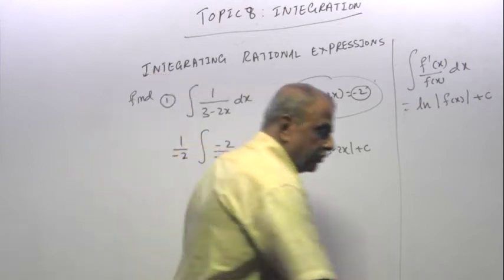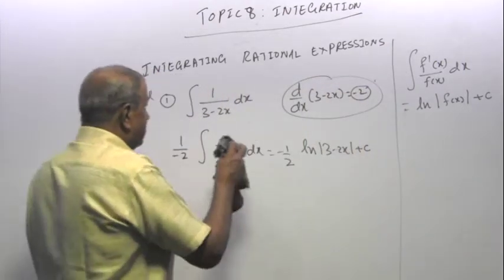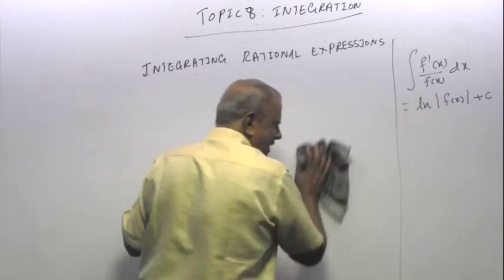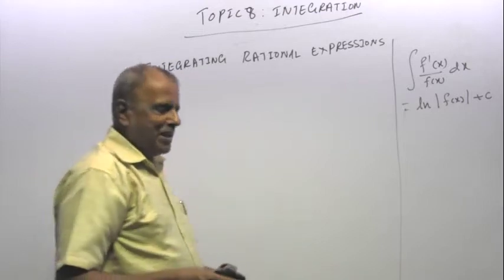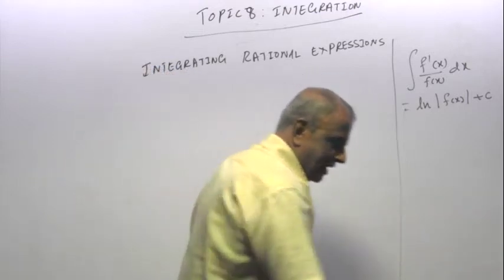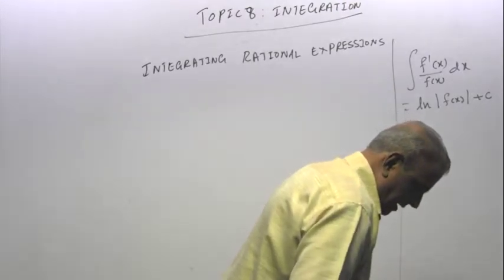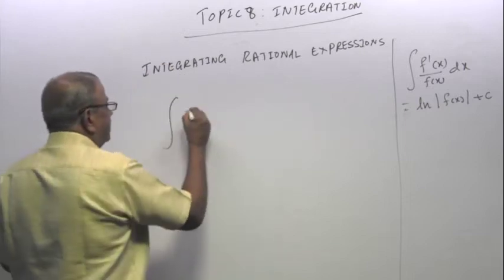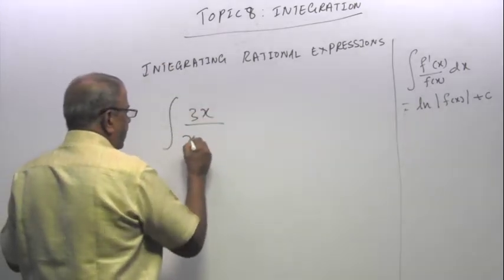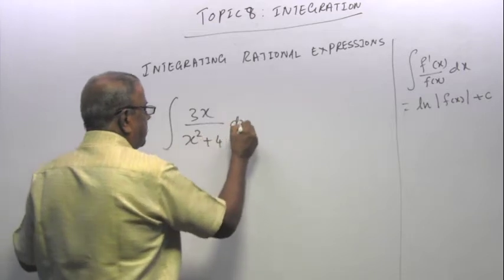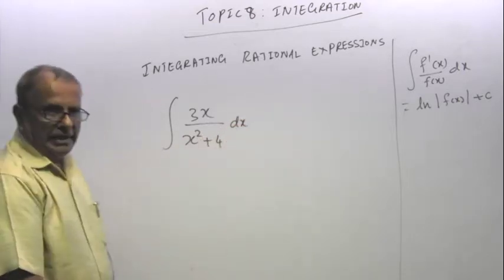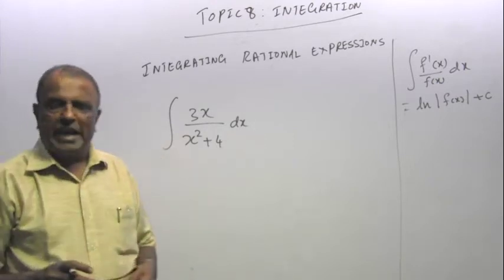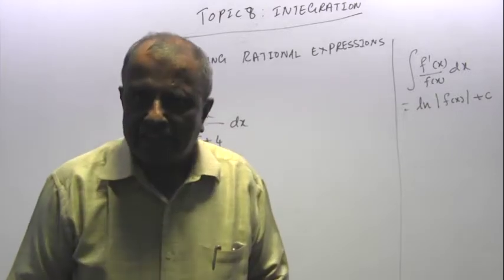But I want you to get used to the numerator being the exact derivative of the denominator. Whereas, suppose I had integral 3x over x squared plus 4 dx. Well, the more complicated function is x squared plus 4. When I differentiate, I get 2x, which is not a constant.